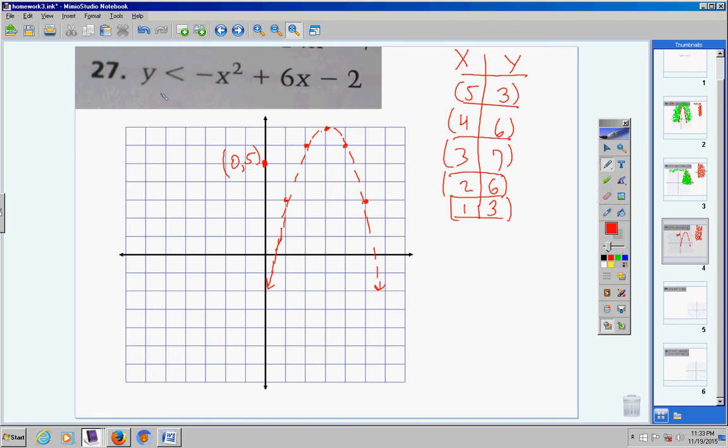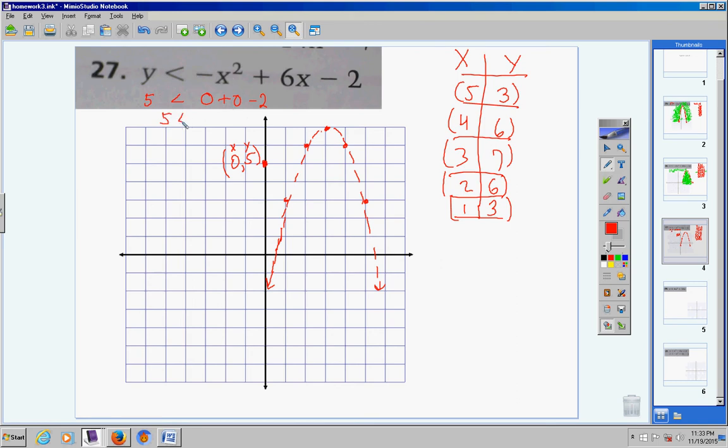So for my y value, I'm going to put a 5. And for my x value, I'm going to put a 0. Well, 0 squared is 0, minus 0 is 0. 6 times 0 is 0. And then negative 2. Do you see what I did? Everywhere there's an x, I substituted 0. Everywhere there's a y, I substituted 5. 0 squared is 0. 6 times 0 is 0. 0 plus 0 minus 2 is negative 2.